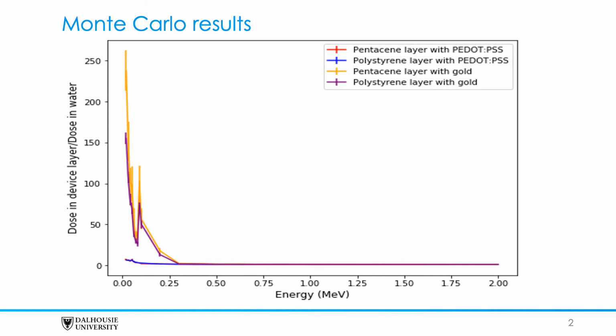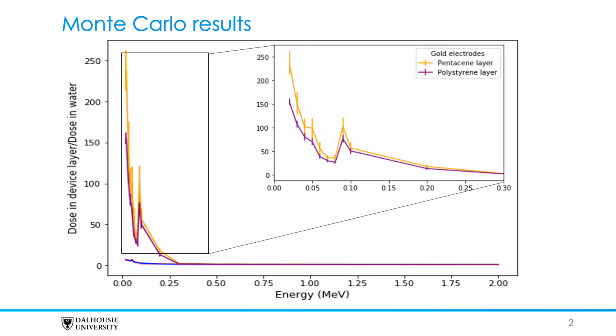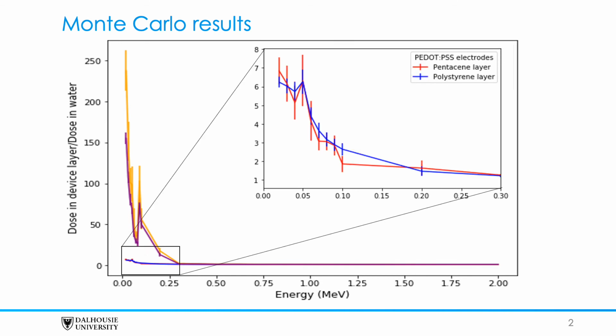This is because Compton scattering is the dominant effect for high energy, and it's independent of atomic number. Ideally, we want this ratio to be constant over all energies, but at low energies, the photoelectric effect is dominant, and it is dependent on atomic number. So here at low energy, the gold electrodes are causing a very large perturbation in the dose deposited in the pentacene and polystyrene layer. But by just switching the electrodes to an organic material, the ratio is reduced significantly.